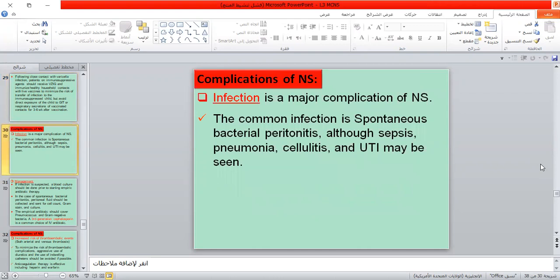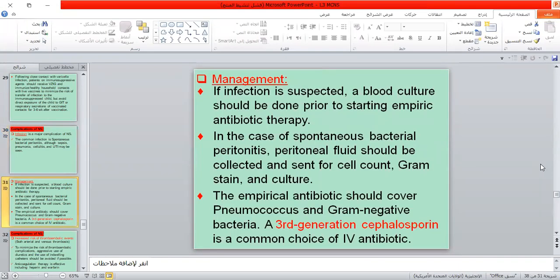زين. complication of nephrotic syndrome على السريع ما ضل عندي وقت. عندنا الانفكشن قلنا هي الميجر كومبليكيشن. common infection هي spontaneous bacterial peritonitis ويجي براها sepsis, pneumonia, cellulitis and UTI. بس أكثر شيء هو spontaneous peritonitis.